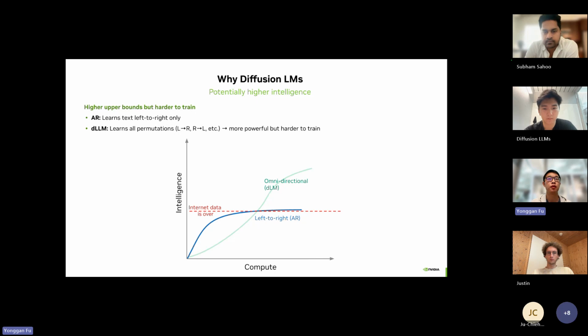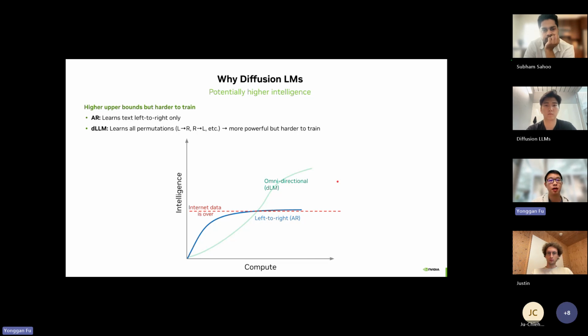Another reason, in addition to speed, is that diffusion LMs can potentially have higher intelligence. AR only learns to model left-to-right order, but diffusion LMs learn all permutations. This is harder to train and harder to learn, but if you can really train it well, it can be a more powerful modeling paradigm for all different kinds of domains. Our vision is that, given the current internet data, AR currently scales better. But when we run out of internet data and become data constrained, diffusion LMs will be a more data-efficient learner and achieve higher intelligence.